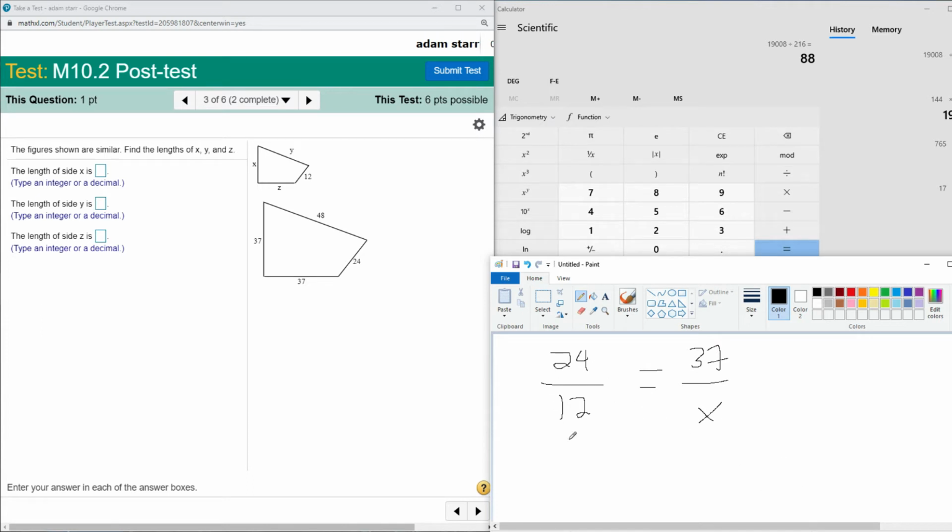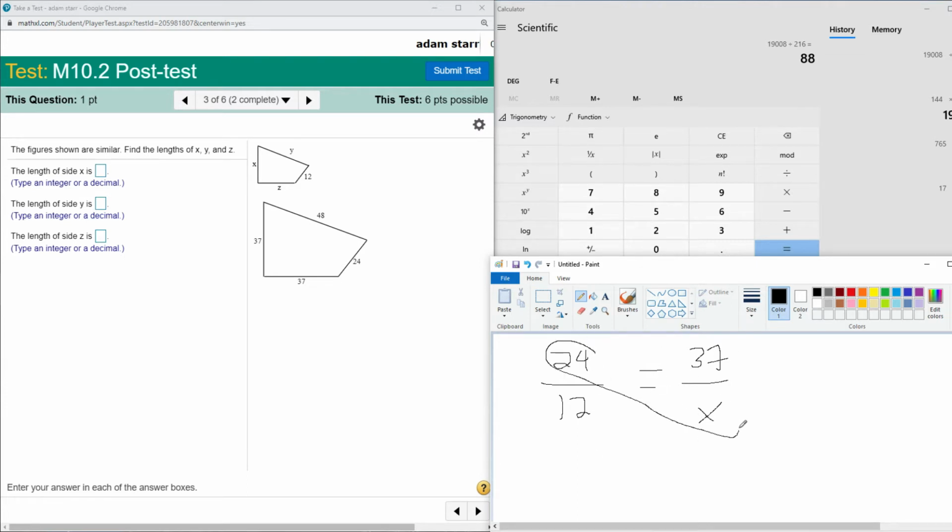So 24 is to 12, 37 is to x. Okay, just like a couple problems ago, you can kind of see this relationship. 24 is to 12, so that means that this figure is twice as big because 12 times 2 is 24. So just something to keep in mind. We should notice that the smaller figure is going to be half the size. Okay, but I'm just going to do it cross multiplying just to prove.